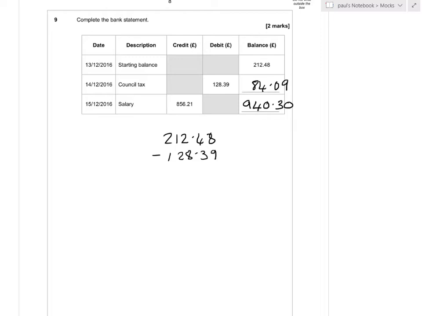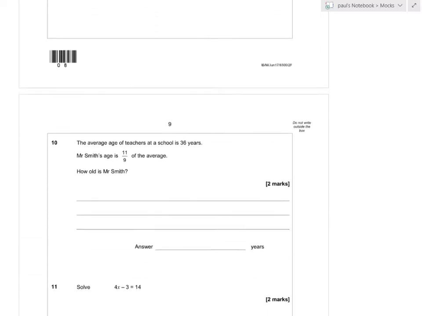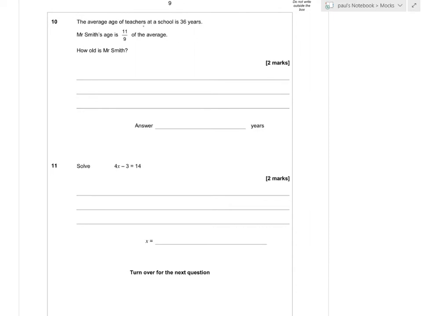So £940 and 30 pence. So let's go on to question 10. The first 10 questions in these exams are not too bad. They don't kill you, but it's the last few that get difficult.